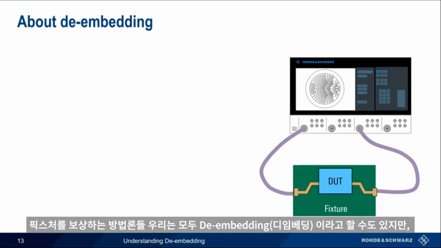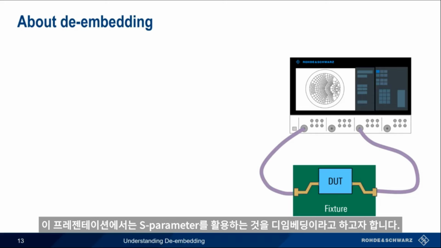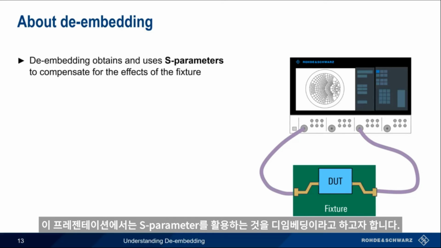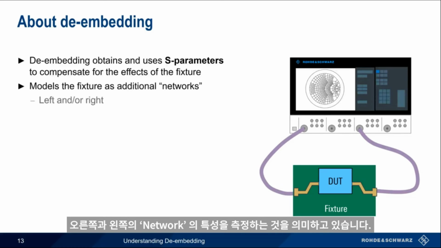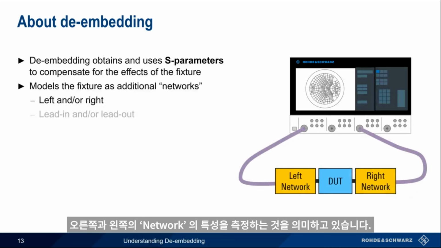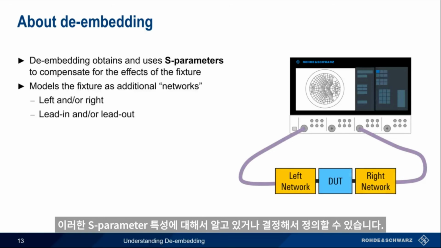Although some people might refer to all methods of fixture compensation as de-embedding, in this presentation we're using the term de-embedding to describe fixture compensation by means of S-parameters. The way that this is done in de-embedding is by modeling the fixture as one or more additional networks, sometimes referred to as left and right, or lead in and lead out. The characteristics or S-parameters of these networks are known or can be determined.